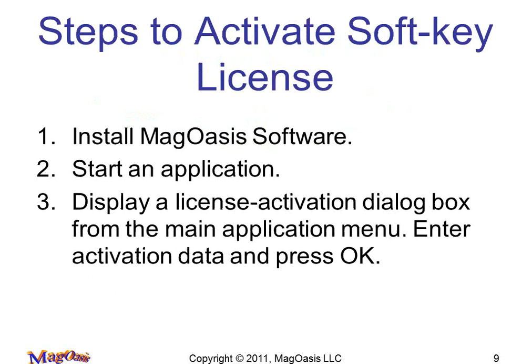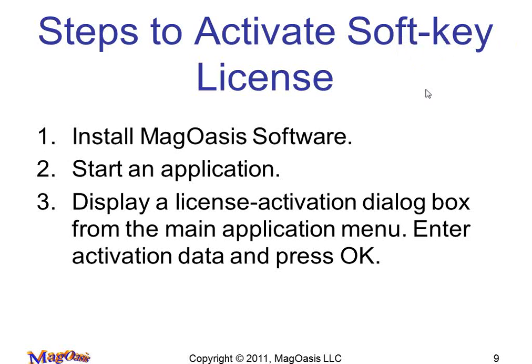Here are the steps to activate a soft key license. After installing MagOasis software, launch the relevant application. From the main program menu, display a license activation dialog box. Enter the MagOasis provided license activation data and click the OK button.